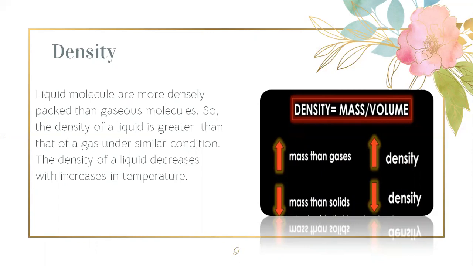The density is equal to mass over volume. It means that the density depends on the mass and the volume. With an increase of the mass, the density also increases, or with a decrease of the mass, the density decreases. Here, density is inversely proportional to the volume. It means that with an increase of the volume, the density decreases, or with a decrease of the volume, the density increases.